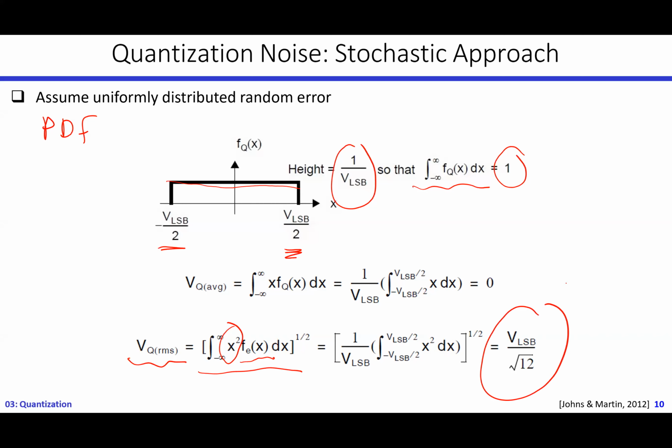And this is important, you need to know this value: the RMS value of your quantization error is V LSB divided by the square root of 12. So this is an important thing that we need to know.